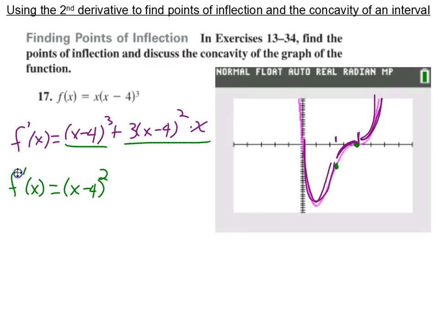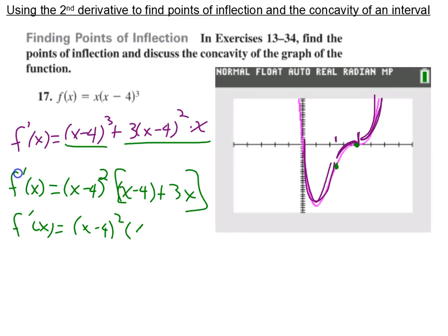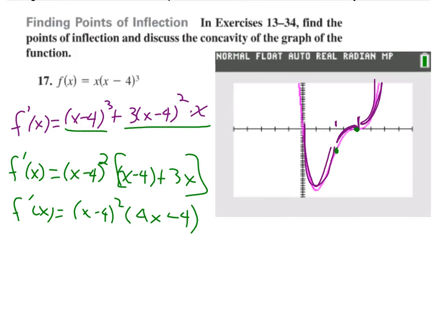If I do that, I get (x minus 4) plus 3x. Well, that becomes f prime of x, which would equal (x minus 4) squared times... well, I think that just becomes 4x minus 4, right? I think it's going to be much easier to take the derivative of this expression on the right than it would have been to take the initial derivative before I simplified. So now let me go ahead and take the derivative of the derivative, in other words, the second derivative.